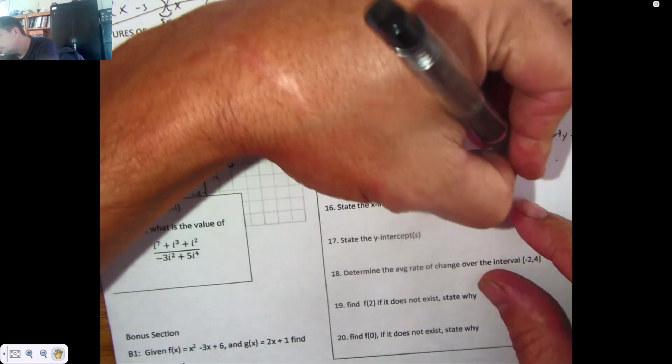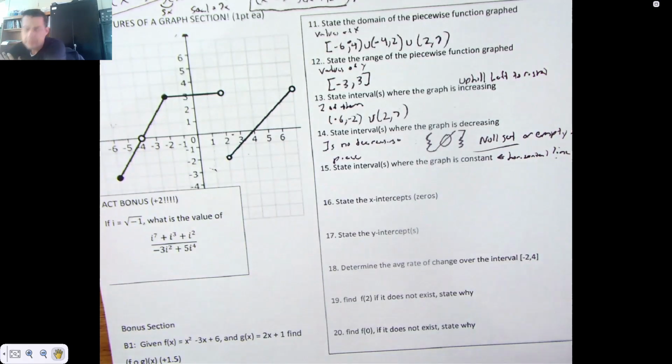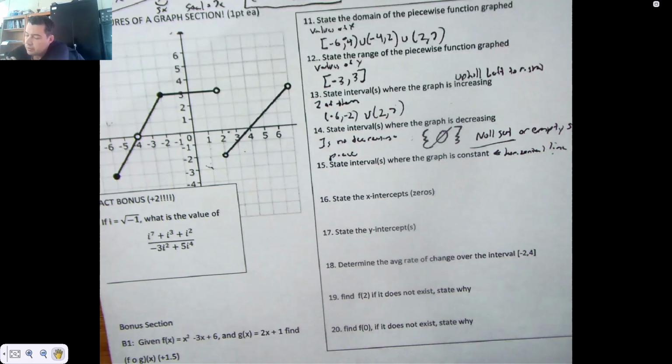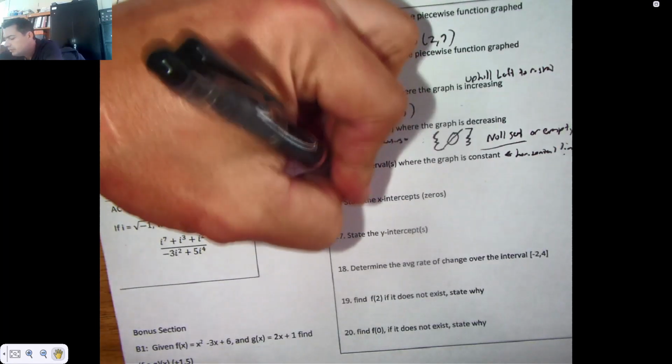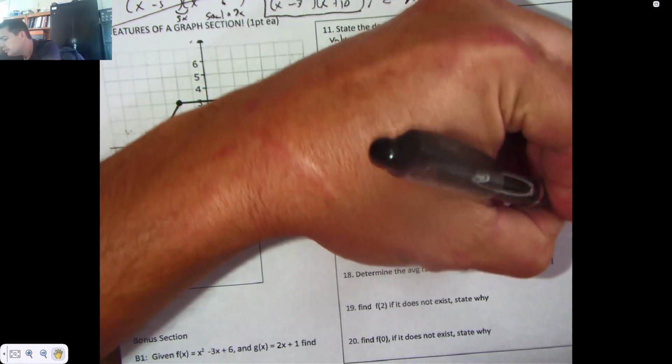Constant. Constant is a horizontal line. I don't understand why you're missing these. I don't get it. You're horizontal from x equals -2 to x equals 2. I also don't understand why. Why? And it was high. Like, why are 1 in 3 juniors missing this?